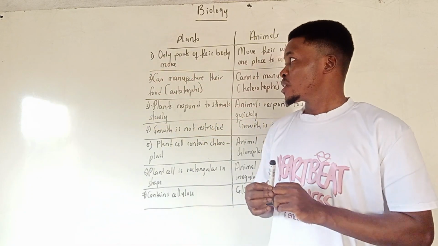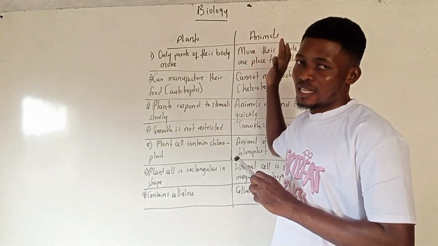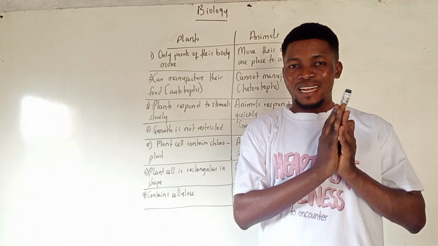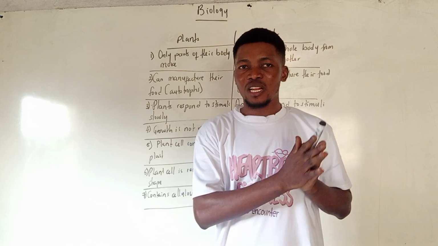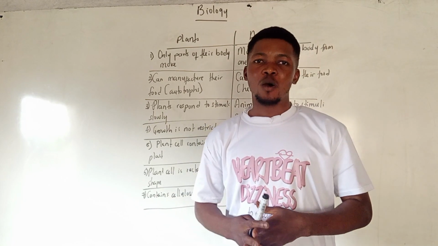So I believe you enjoyed our class. We're going to stop here. Today you know the difference between plants and animals. You have also known the characteristics of living things, and those features that differentiate living things from non-living things.